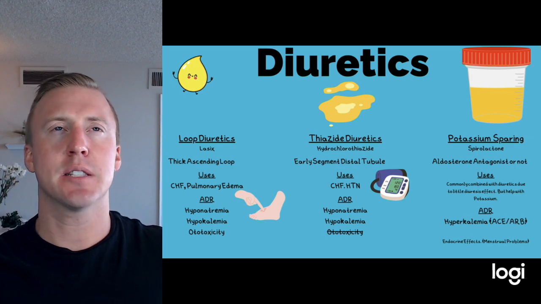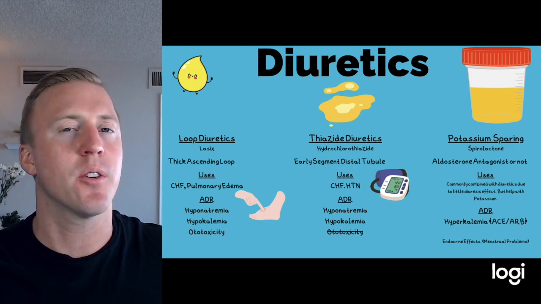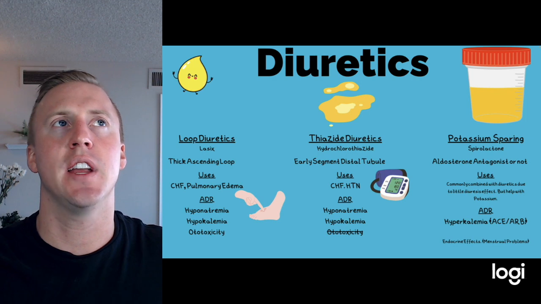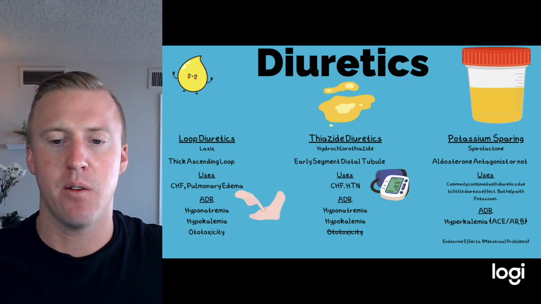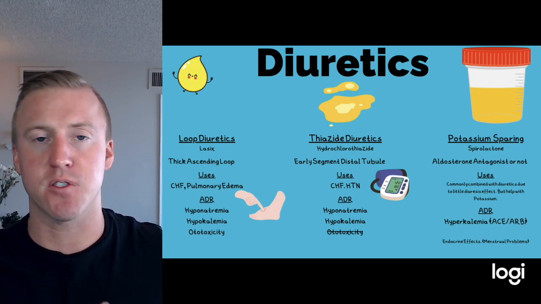Another adverse reaction that's pretty unique to spironolactone is some of the endocrine effects. So we might see a degree of irregular menses in our women. We might see breast development or breast growth in our men.